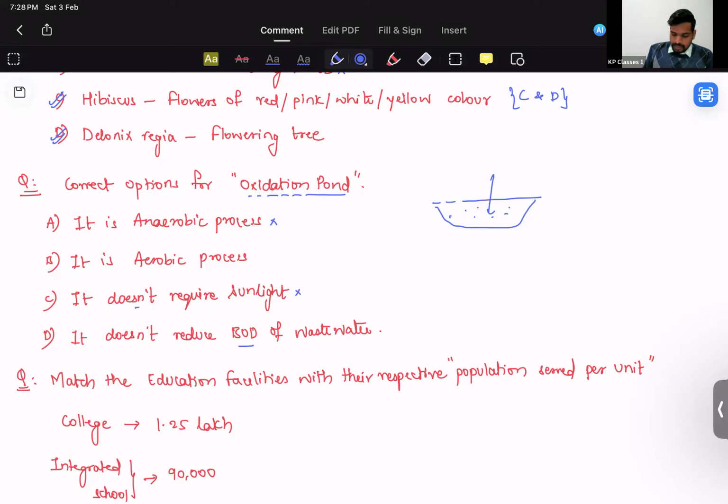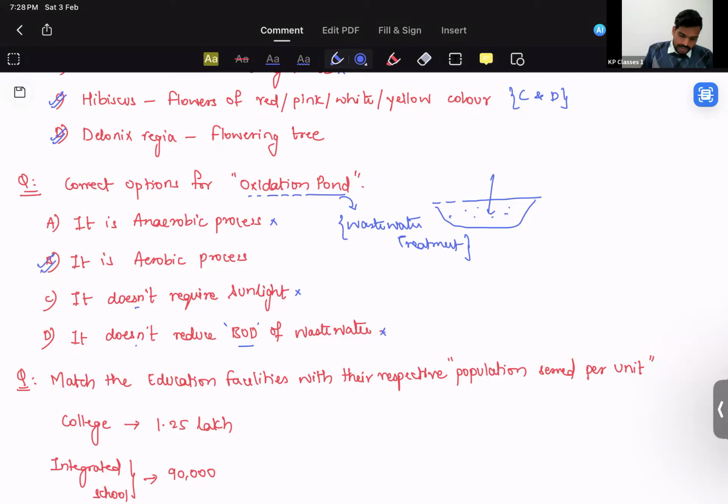Another option says it doesn't reduce the BOD of wastewater. Obviously, it will reduce it. What is BOD? It is a measure of organic pollution. And the oxidation pond is a type of treatment used for wastewater treatment. And in wastewater treatment, the focus is always to lower the organic pollution and reduce the BOD. So that also is incorrect. It doesn't reduce BOD, that would be incorrect.